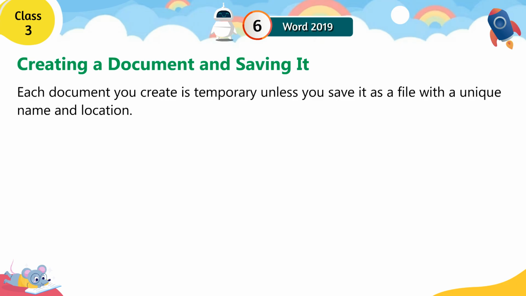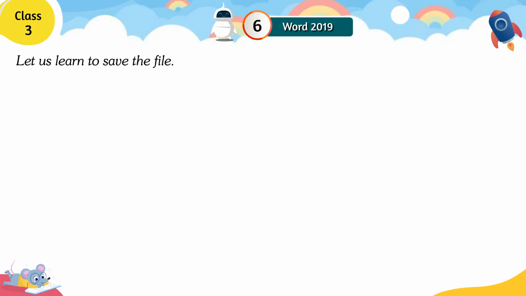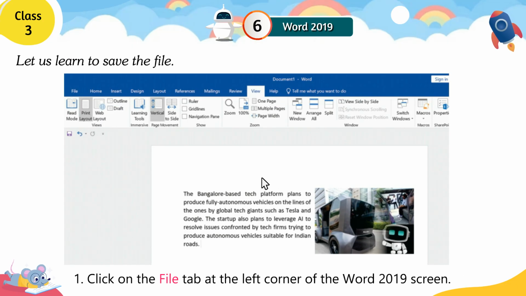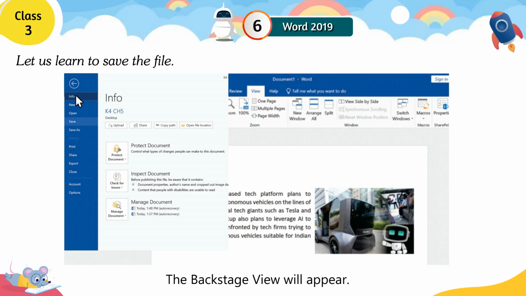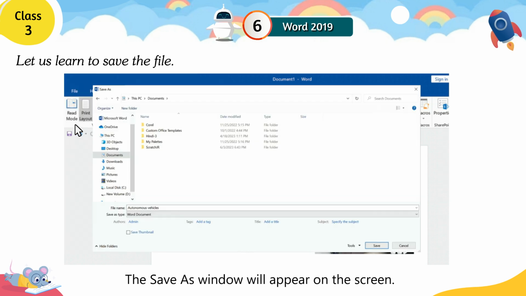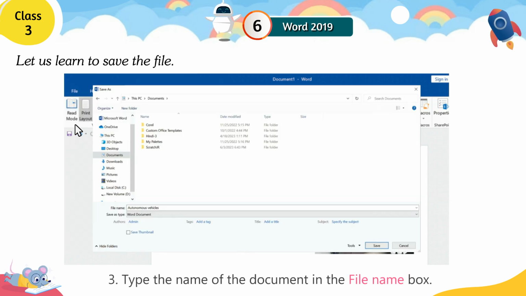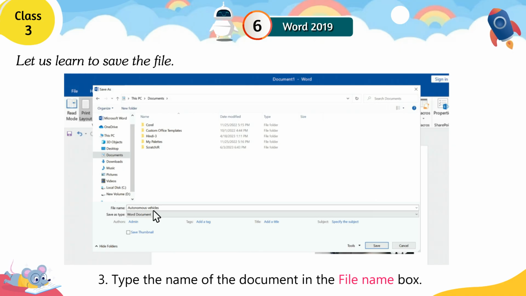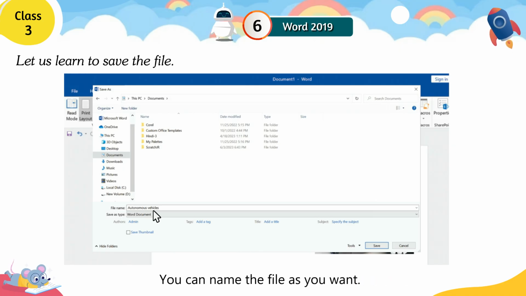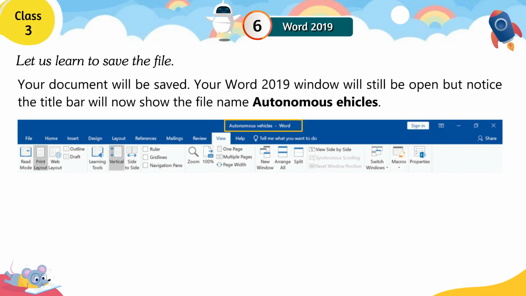Each document you create is temporary unless you save it as a file with a unique name and location. Let us learn to save the file. Step 1. Click on the File tab at the left corner of the Word 2019 screen. The Backstage view will appear. Step 2. Click on the Save button. The Save As window will appear on the screen. Step 3. Type the name of the document in the file name box. You can name the file as you want. Step 4. Click on the Save button. Your document will be saved.